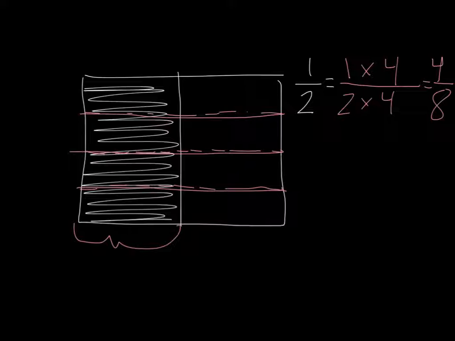Now what I want you to think about is if we had taken the same fraction 1/2 and instead of dividing each half into 4 equal sections, what would happen if we divided each half into 3 equal sections? What would our new multiplication sentence be, and what would the equivalent fraction be?